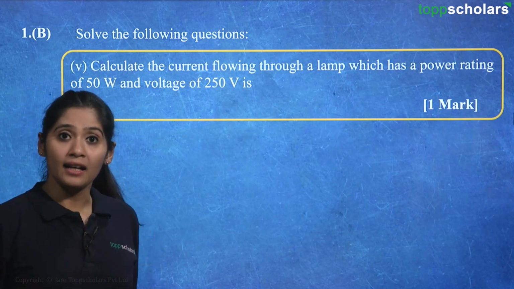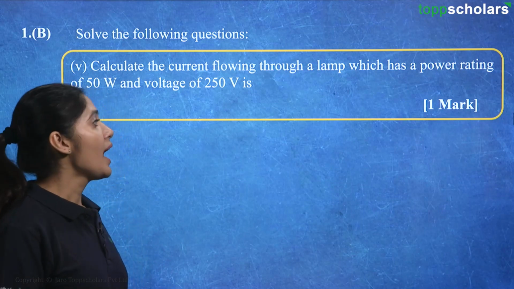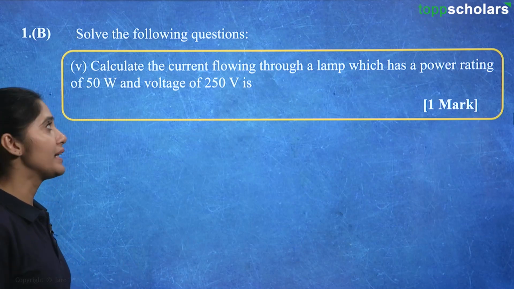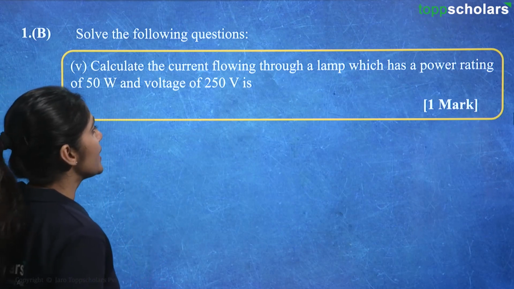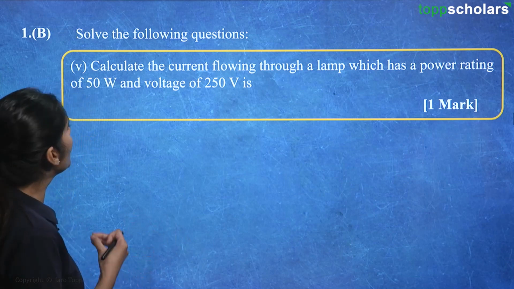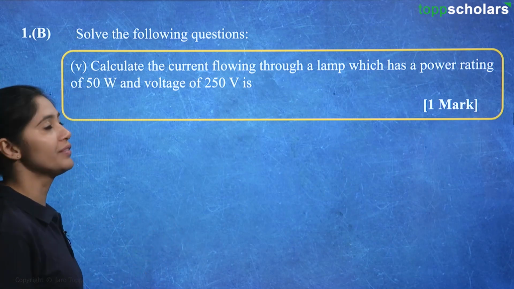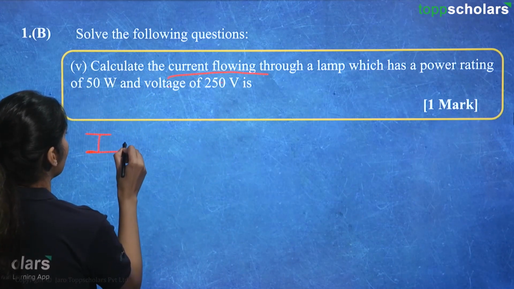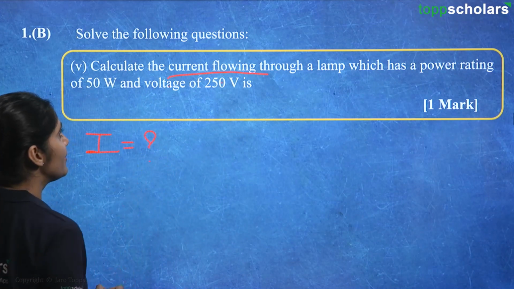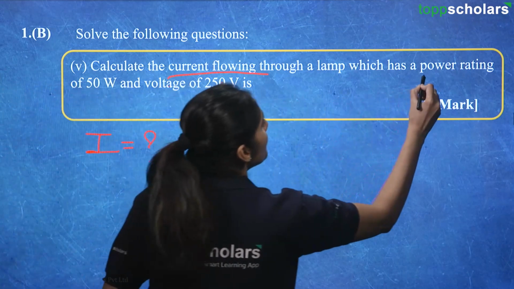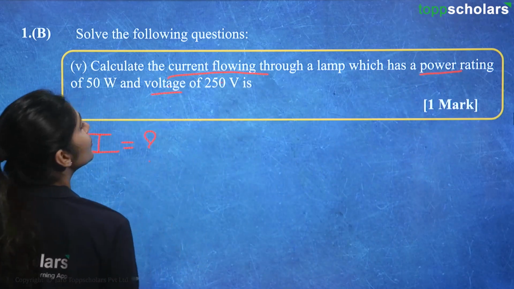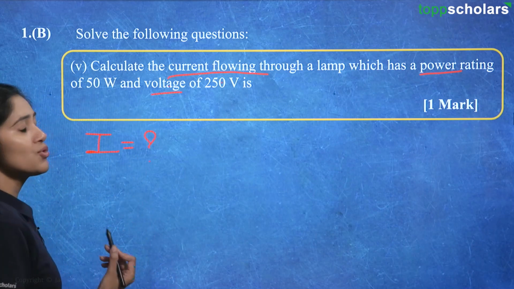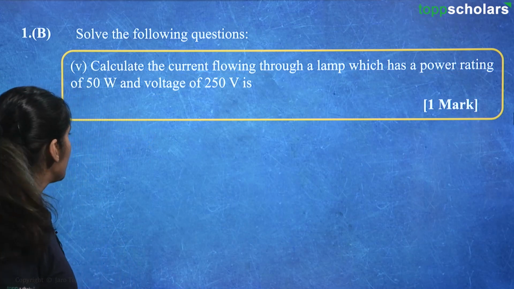This is again a numerical based question and it carries 1 mark. So let's see what we have to calculate here. Calculate the current flowing through a lamp which has a power rating of 50 watt and voltage of 250 volt. So we have to find the current, that is I. I is equal to what? And what are we given? We are given the power and we are given the voltage. So the power is 50 watt and voltage is 250 volt. So what is the formula to calculate?